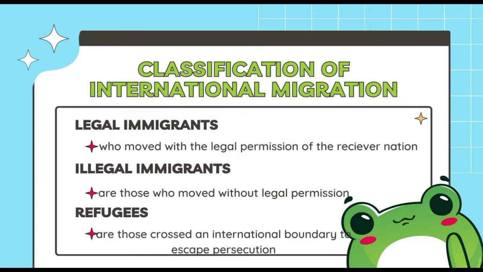Lastly is refugees. Are those people who cross an international boundary to escape persecution. Refugees are people who have fled war, violence, conflict, or persecution and have crossed an international border to find safety in another country. They often have had to flee with little more than the clothes on their back, leaving behind homes, possessions, jobs, and loved ones.